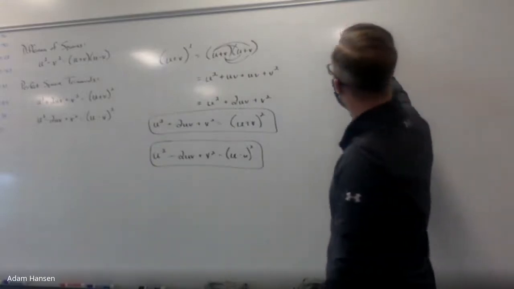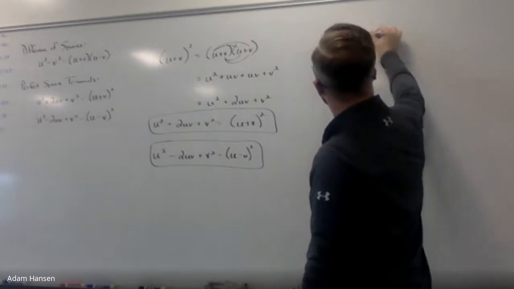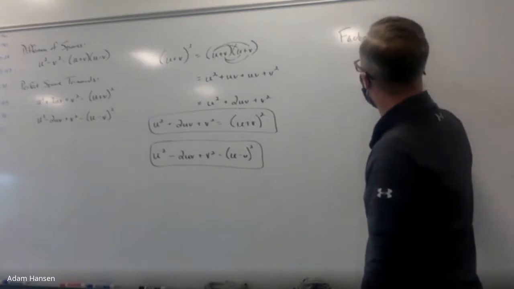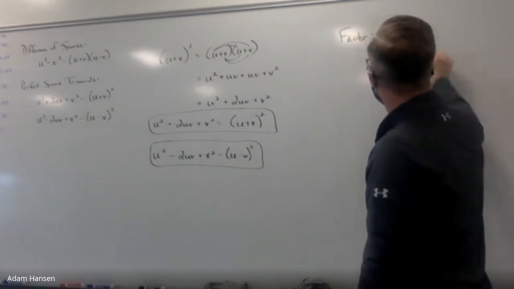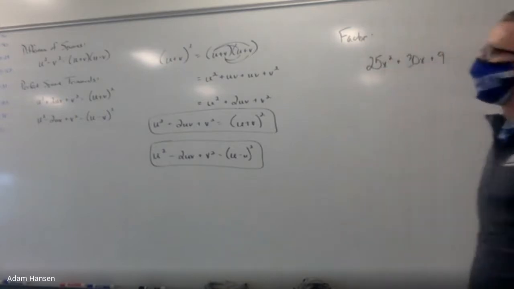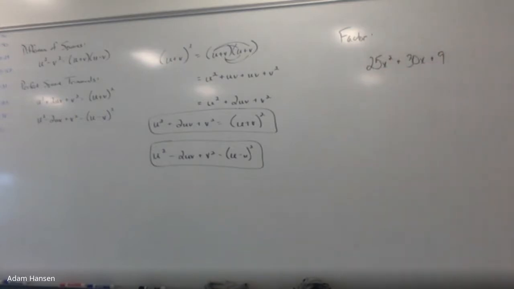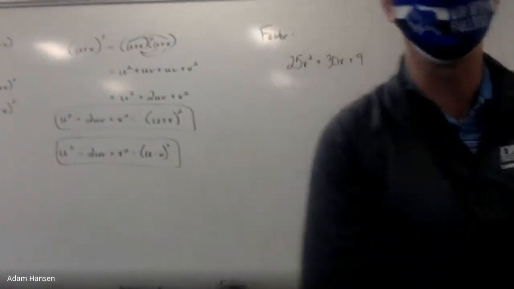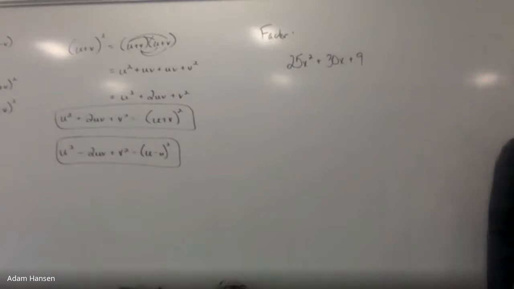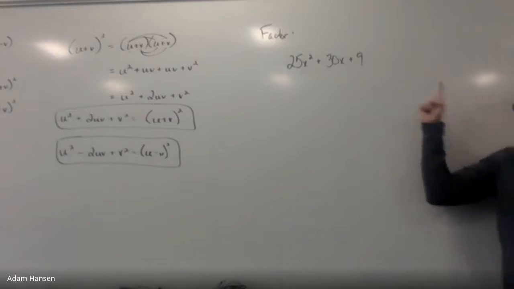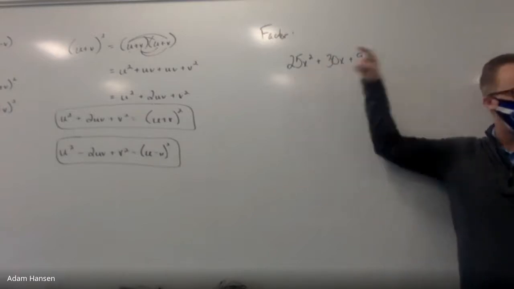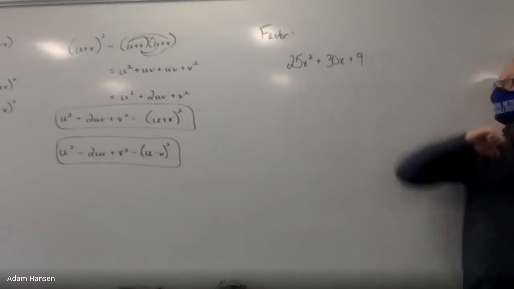So let's get a few facts. Let's try. We're going to factor 25x squared plus 30x plus 9 as a perfect square trinomial. So why isn't this the same as it was yesterday? Why is this not difference of 2 squares? How many terms are in this expression? 3. So it's not a difference of 2 squares, it's a trinomial. It's a perfect square trinomial.